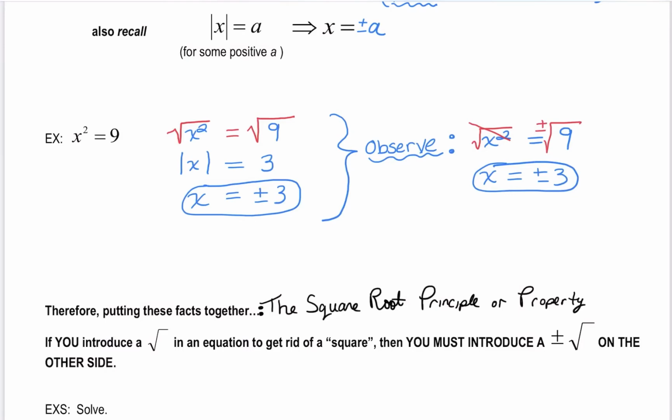But we're just going to end with summarizing what this square root principle or property is, which is really just saying what I said up above. If you introduce a square root in an equation to get rid of the square, then you have to introduce the plus or minus square root on the other side. So that's what we were doing right up here. If I'm introducing the square root to get rid of the square, then I have to know to introduce the plus or minus square root.